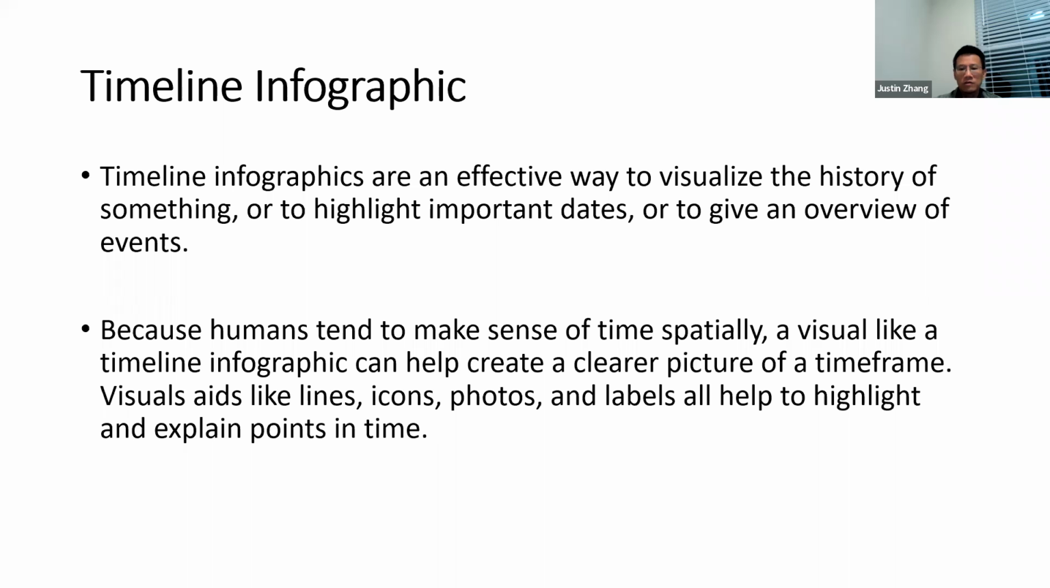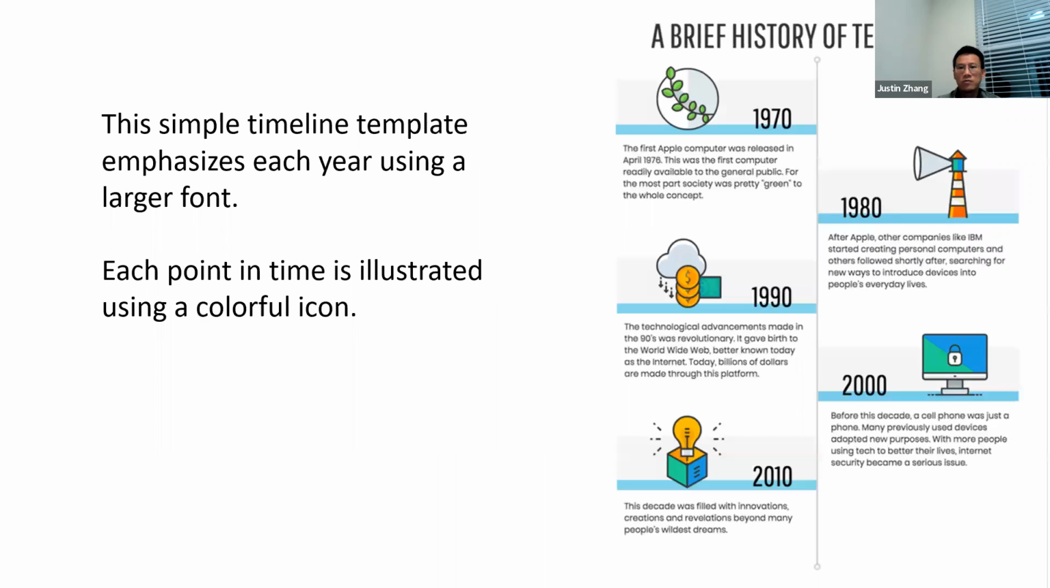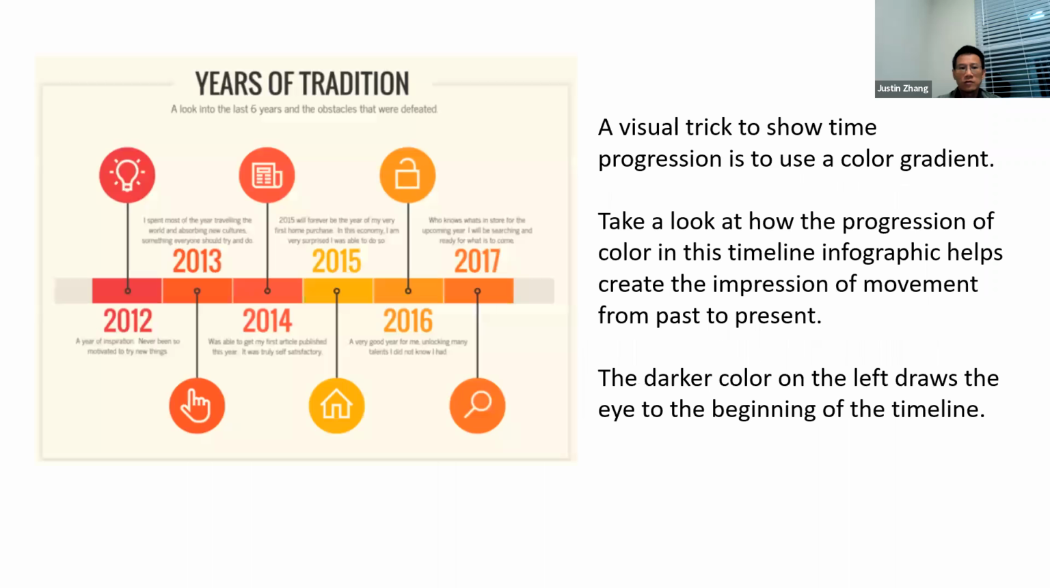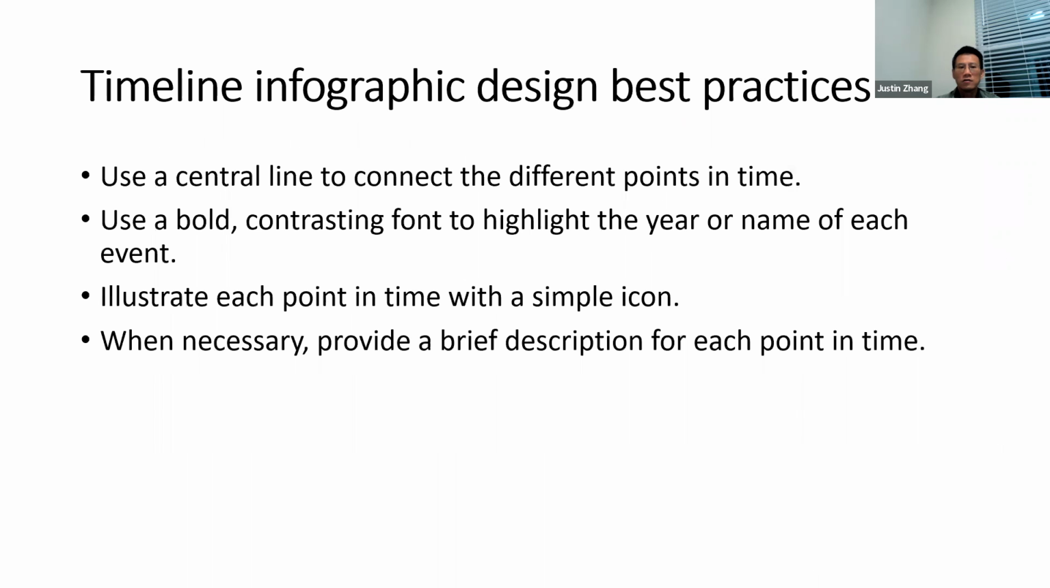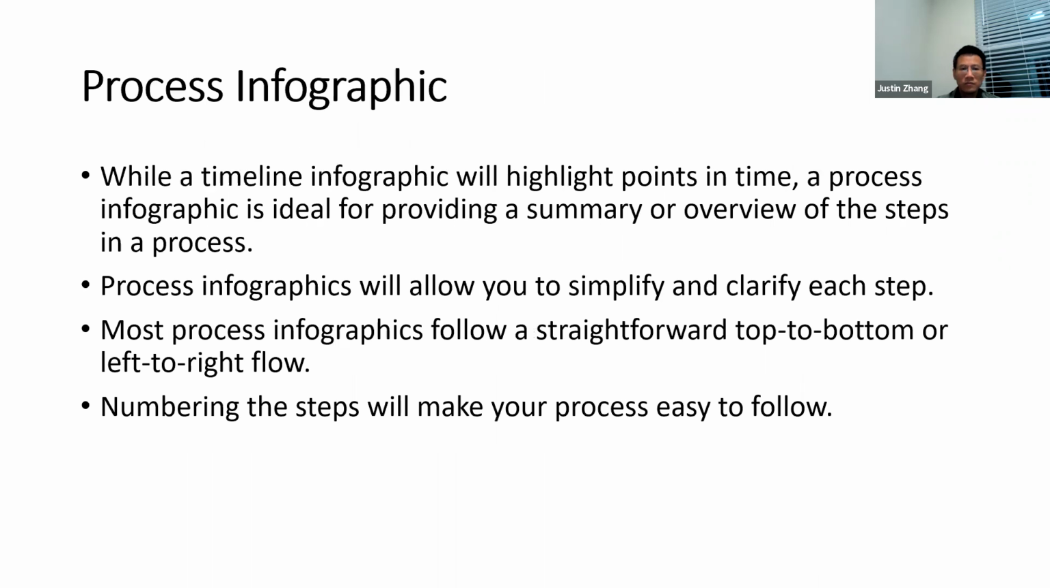So we also have some examples for you to look at, like a brief history of technology, years of tradition, and internet and technology, and also some best practices. So for instance, use a central line to connect the different points in time. Use a bold contrasting font to highlight the year or name of each event.